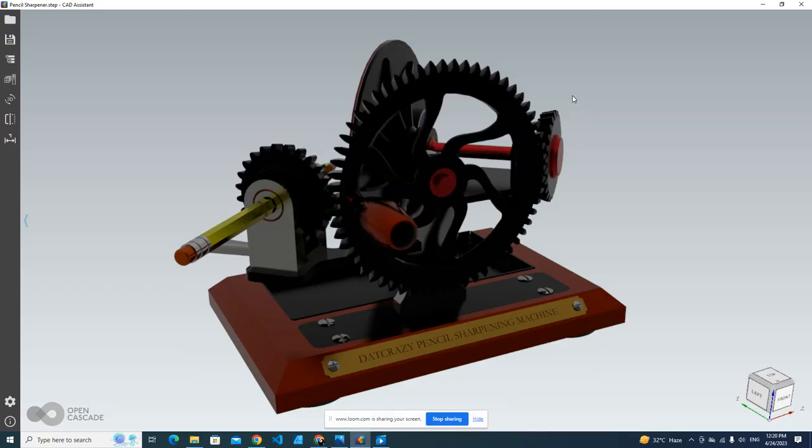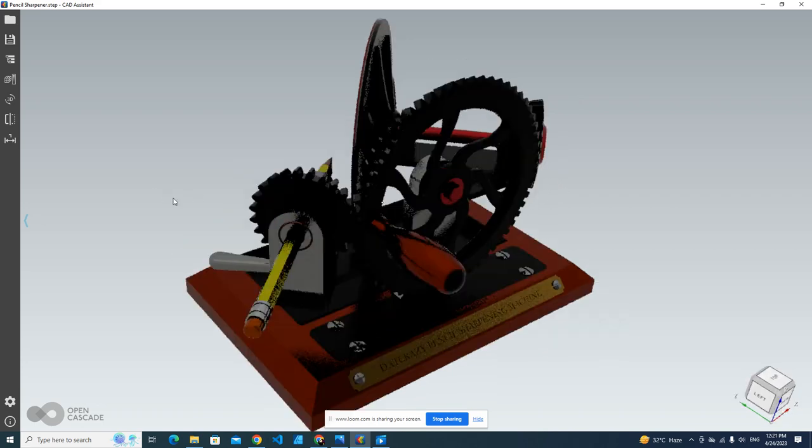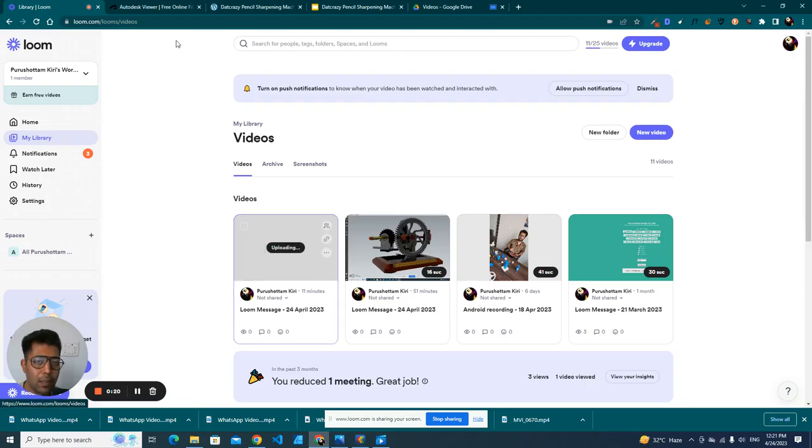Hi, I am Purushottam, and we've redesigned a hand-cranked classical pencil sharpener from 1886, so you can have an absolutely insane pencil sharpening experience. So this is the design. This is the final design. Let's have a closer look at this.